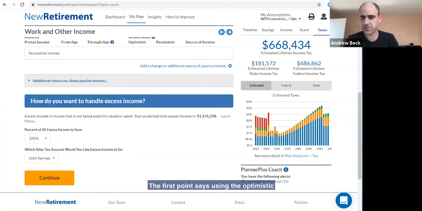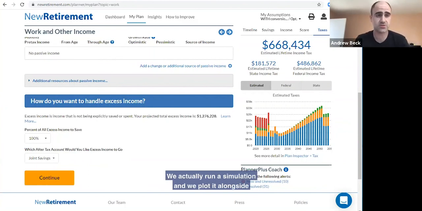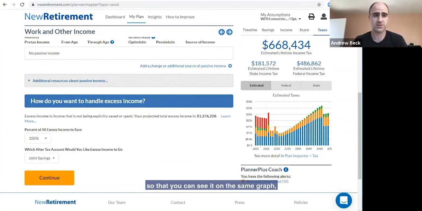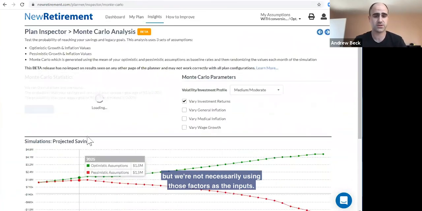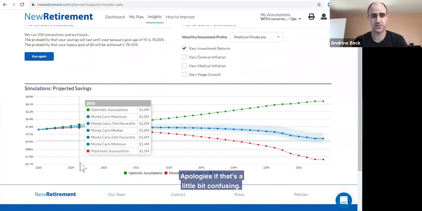So the first point is using the optimistic and pessimistic rates as the parameters for the simulation. Not exactly. We actually run a simulation and we plot it alongside the pessimistic and optimistic rates so that you can see it on the same graph, but we're not necessarily using those factors as the inputs. Apologies if that's a little bit confusing.